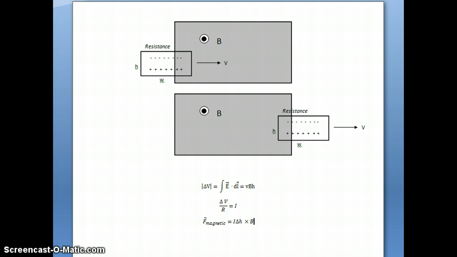Using Faraday's law, we can now find the magnetic force. This equation was derived from Faraday's law, so our magnetic force would be the cross product of the magnetic field and the product of the current times the height. And being that our magnetic force is pointed in the negative y direction, the distribution of charges will be negatives on the top and positives on the bottom in the loop of wire.